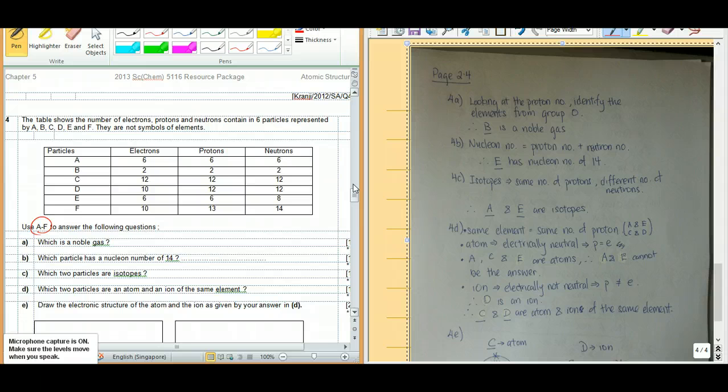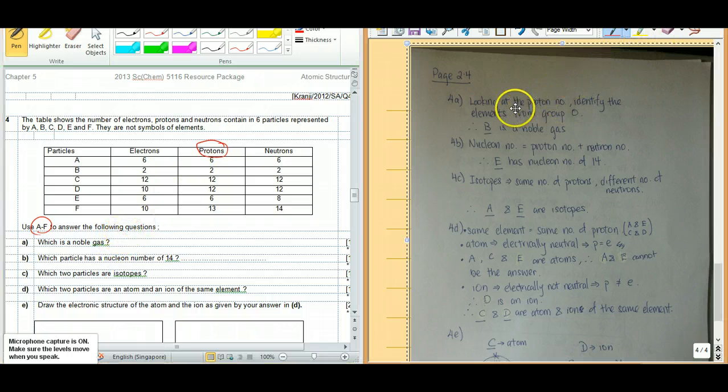In actual fact, you just need to look at the proton number. Why? Because with the proton number, you can actually identify which element is from group 0. Okay, so look at it. Particle A, 6 protons, 2, 12, 12, 6, 13. You realize that only particle B is a noble gas because it has 2 protons, it coincides with helium, and helium is from group 0. So therefore, particle B is a noble gas.